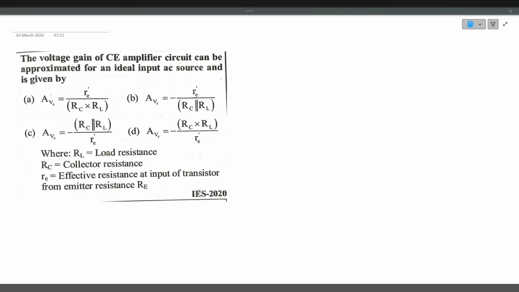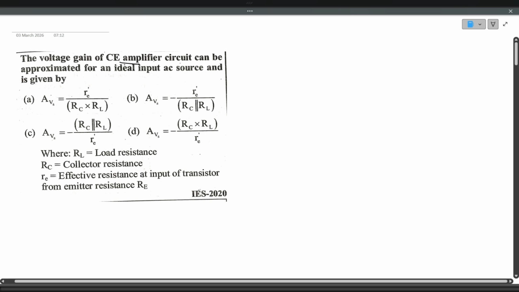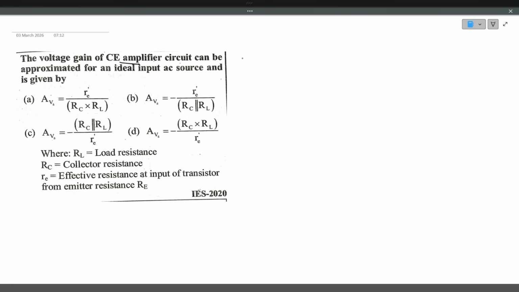Next question. The voltage gain of CE amplifier circuit can be approximated for an ideal input AC source and is given by. So he's basically asking the voltage gain. If you see the previous videos, we have derived very clearly the voltage gain of a CE amplifier. Anyway, we'll try to see here also.